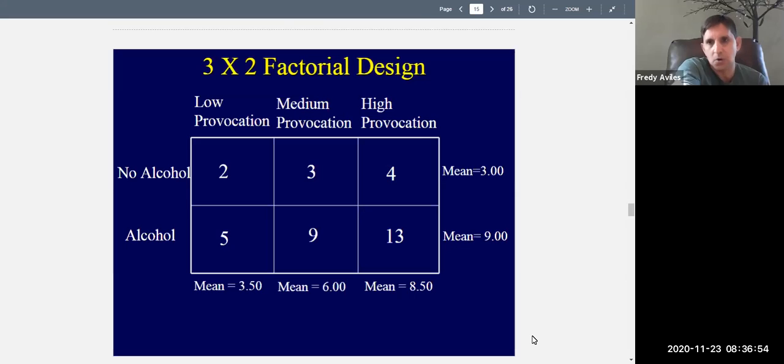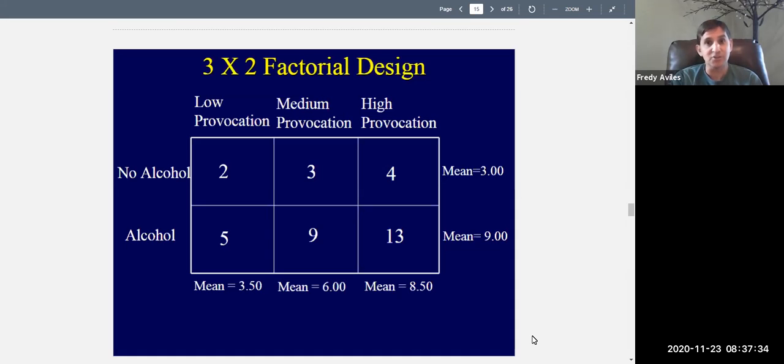So going across that first row, if you add all those numbers, divide by 3, the average is 3. For alcohol, add 5, 9, and 13, add those up, divide by 3, your average is 9. So the average for the no alcohol groups is 3, and the average for all the alcohol groups is 9. So as you go from no alcohol to alcohol, the average goes from 3 to 9. That means alcohol is having an effect. And in this case, it's having a large effect. You go from 3 all the way to 9. There's a main effect of alcohol. That's what that means. Now, is there an interaction?